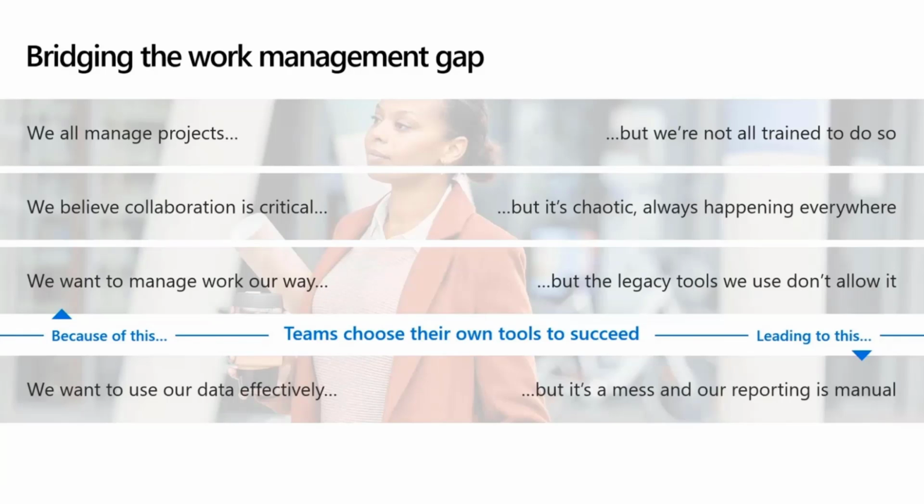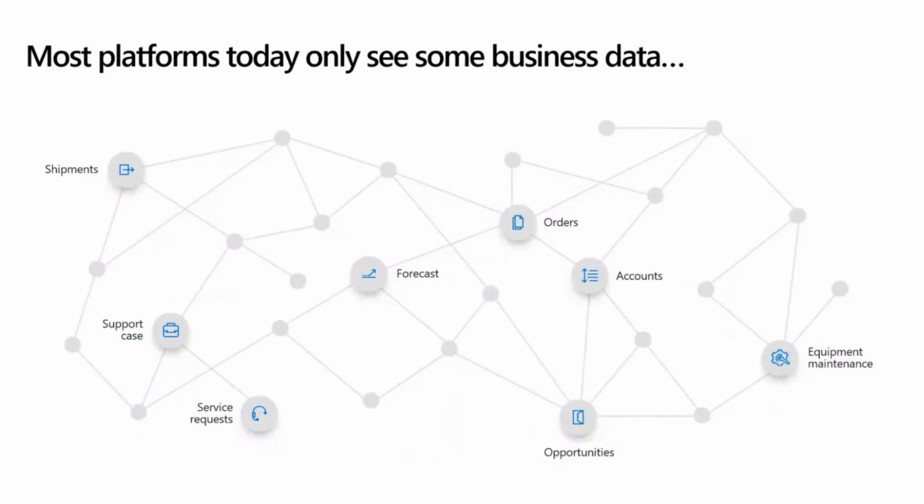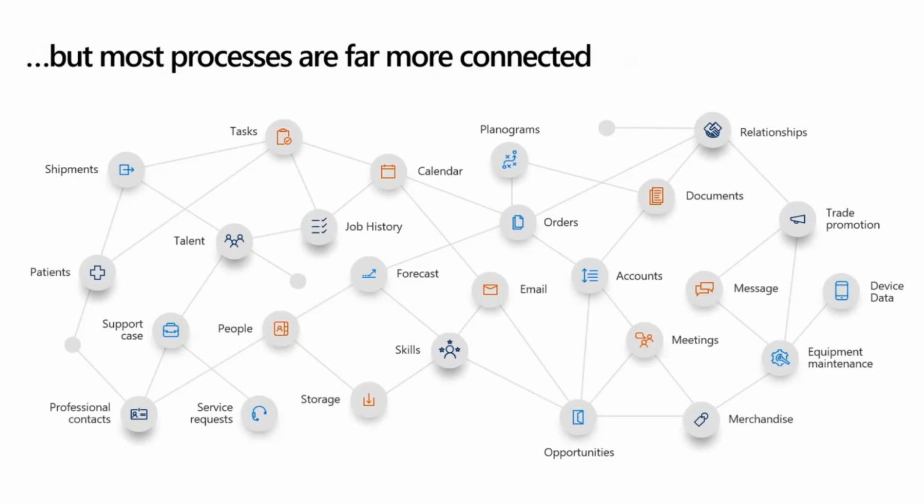But now we want to use our data effectively, but it's all over the place in different systems, and reporting is often a manual procedure of running around and gathering data either from individuals or from different systems. And finally, we want to make better decisions with our data, but it's really hard to get the big picture in real time because data is everywhere. One of the key reasons for this gap is that most platforms today only see some business data. So a CRM system may see accounts and orders and opportunities. A project management system sees projects and tasks. But most business processes are far more connected across systems and data.